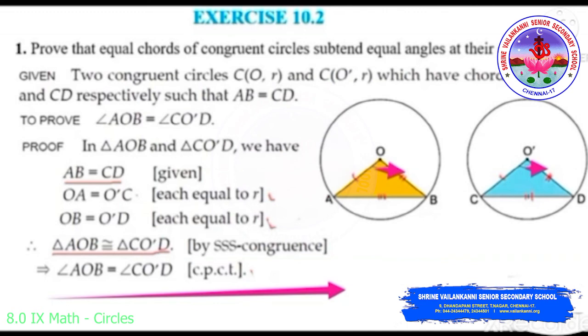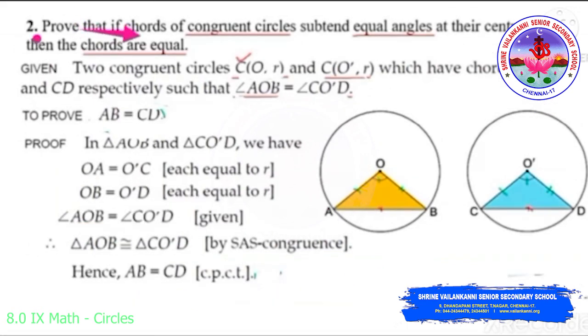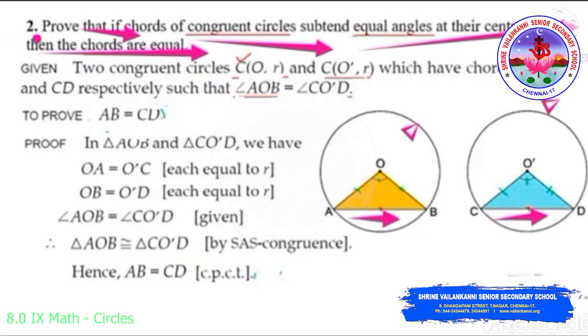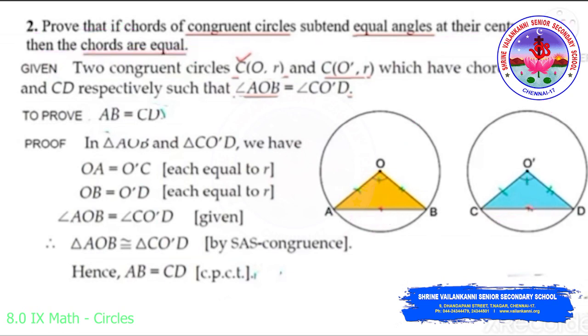Second problem: prove that if the chords of congruent circles subtend equal angles at their centers, then the chords are equal in length. Given two congruent circles with chords AB and CD which subtend angles AOB and COD. Coming to the solution, given two congruent circles with centers O and O dash and the same radius R, which have the chords AB and CD respectively, such that angle AOB is equal to angle CO dash D. To prove the chords are equal in length, that is AB is equal to CD.